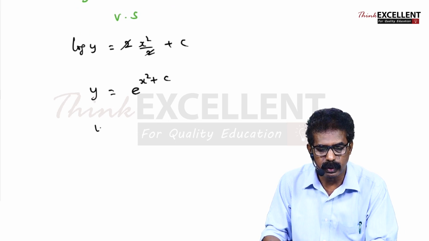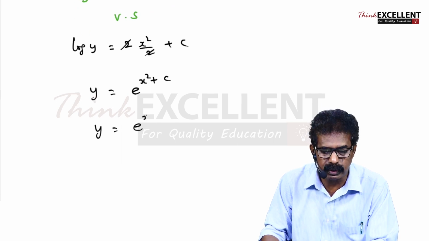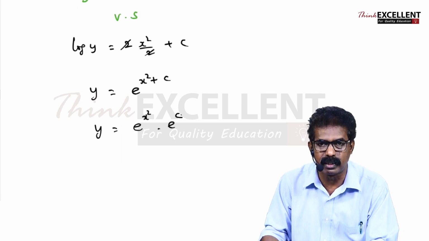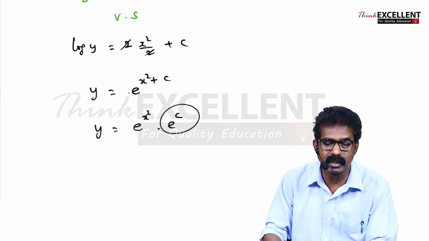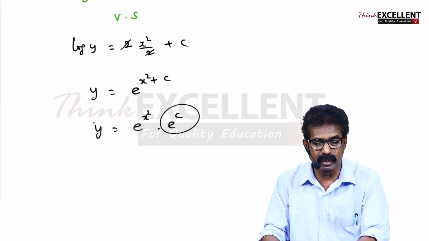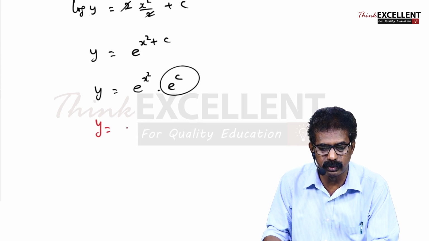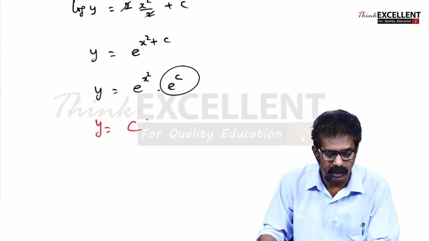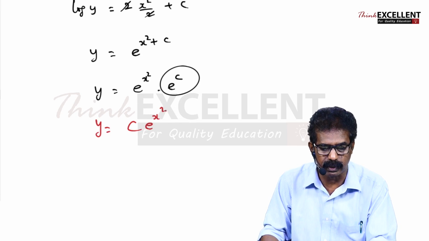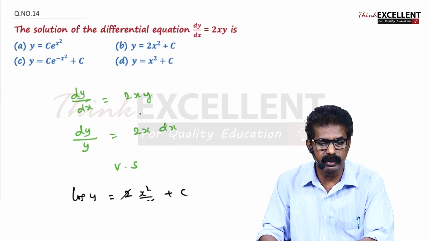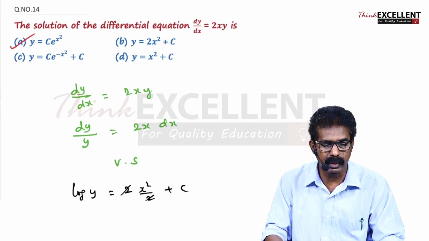right? So y equal to, split into 2, e raised to x square into e raised to c, right? That e raised to c is a constant. In the application of differential equation, you would have done this. So y equal to c, the constant you take it as c e raised to x square. Y equal to c e raised to x square, and that is option number A.